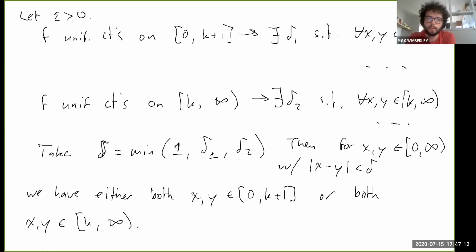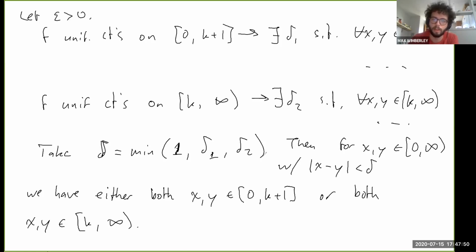Oh yeah, so the reason is, we obviously want to take the minimum of delta 1 and delta 2, so that whichever of these two sets the pair x, y ends up in, we know that they're closer than the corresponding delta for that set. So we know that f of x minus f of y is going to be closer than epsilon, basically, right? So that's the reason there's the delta 1 and delta 2 here. But then we also pick this 1 so that we can say, if x and y are closer than delta, then they both have to be in this set or they're both in this set.